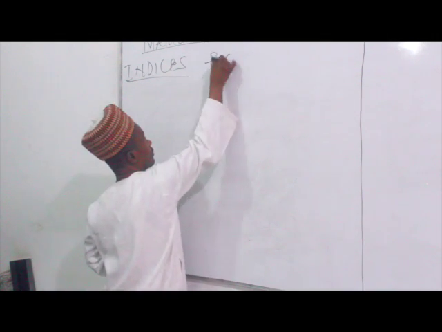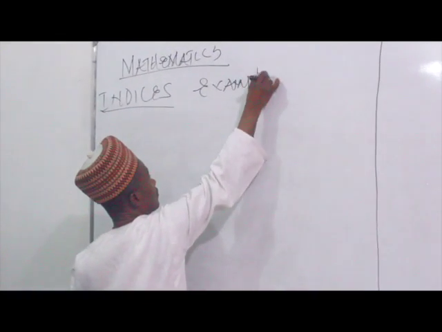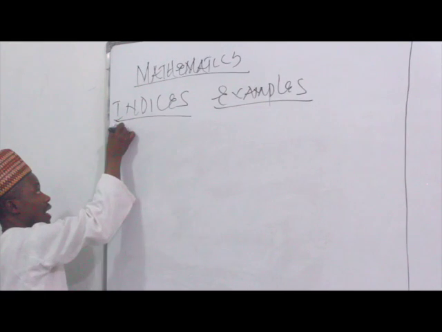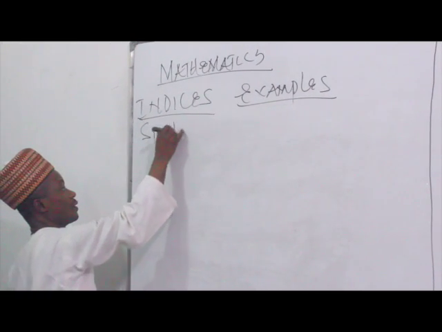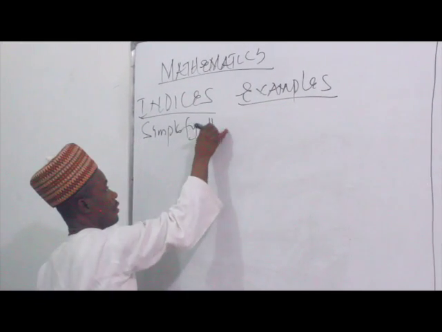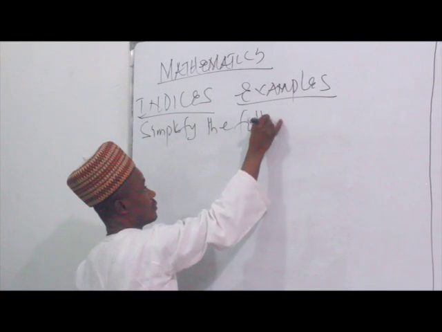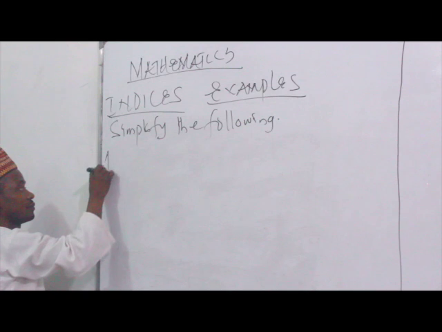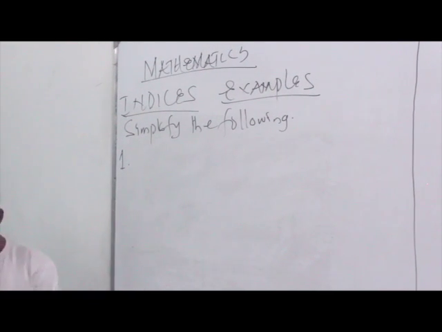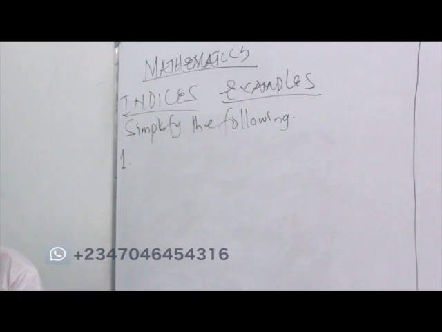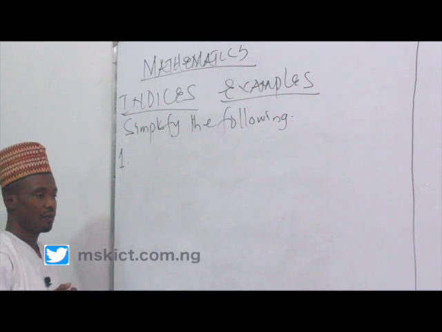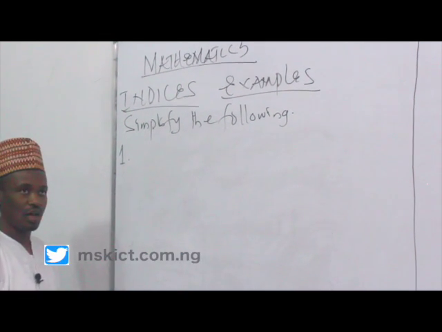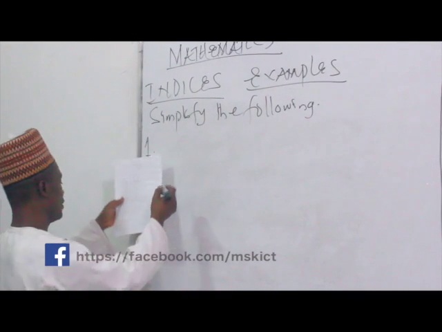Examples. Suppose we are asked to simplify the following. Look at the first one. Simplify the following, more especially WAEC, NECO, JAMB, and post-UME students.